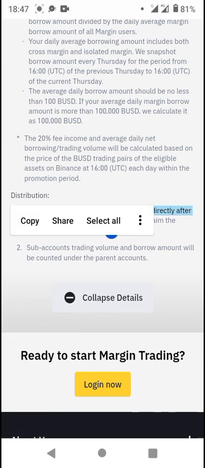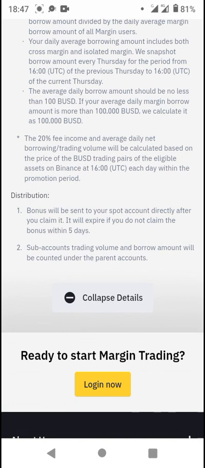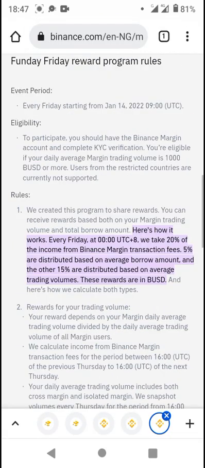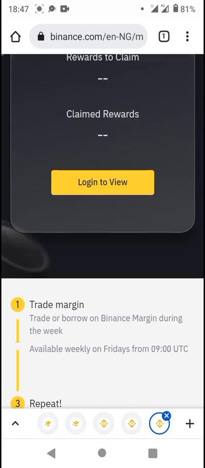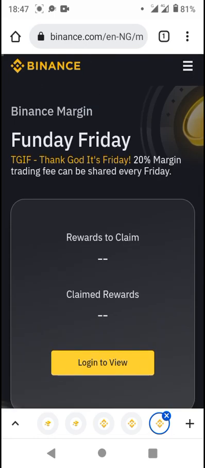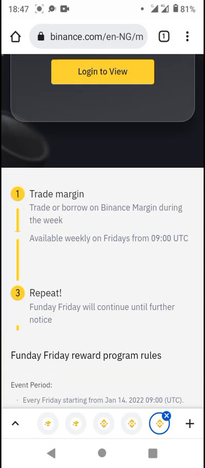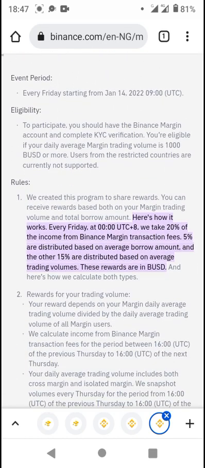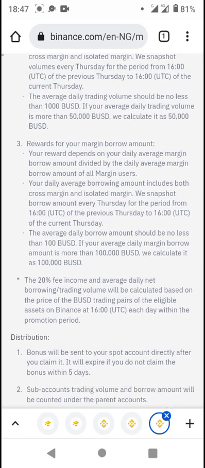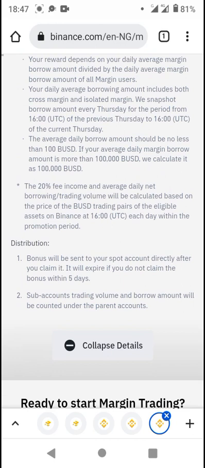Sub-account trading volumes and borrow amounts will be counted under the parent account. So this is just a step-by-step process of some of the unique features that Binance has put in place for users to enjoy using the Binance margin trading page. All you need to do is to click on login or sign up on the Binance account in order for you to start benefiting. So this is a way of a cashback to users who trade on the Binance platform.